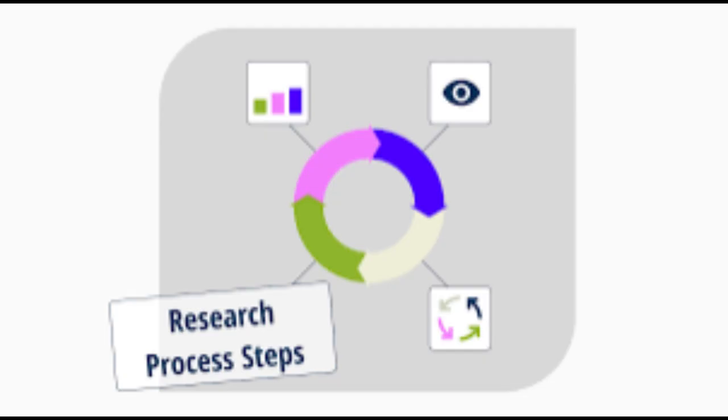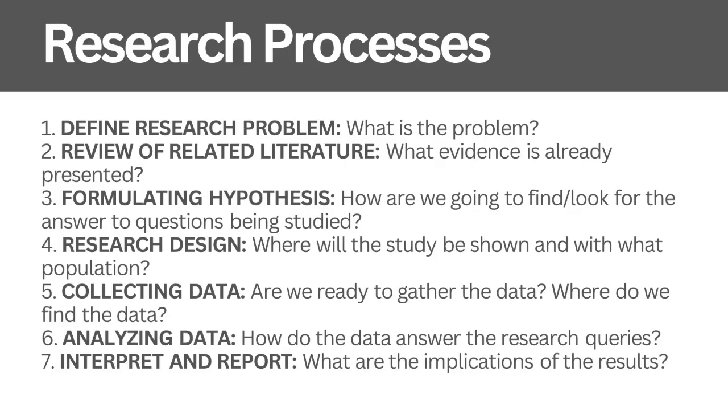Here are the research processes that a researcher must follow in order to do research systematically and orderly. First, define research problem, or what is the problem. Second, review of related literature. What evidence is already presented?